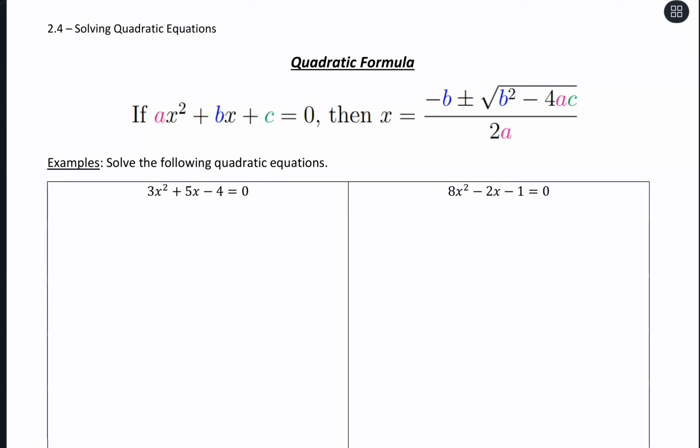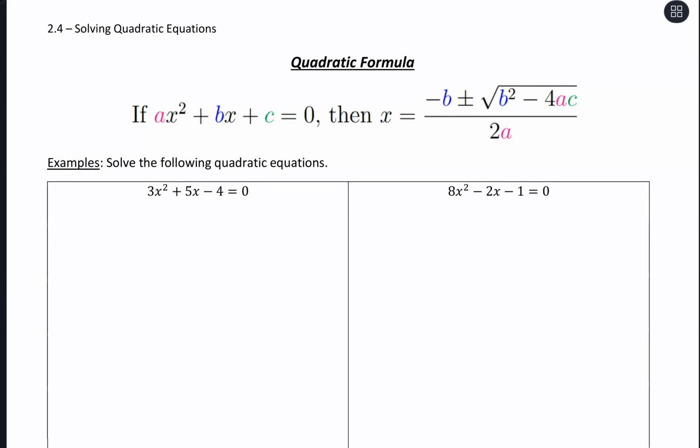So what happens if we're trying to solve a quadratic equation, but we can't factor it? We can't use the square root method, and we can't complete the square. That can absolutely happen where we just get stuck. And if all else fails, we want to use the quadratic formula.